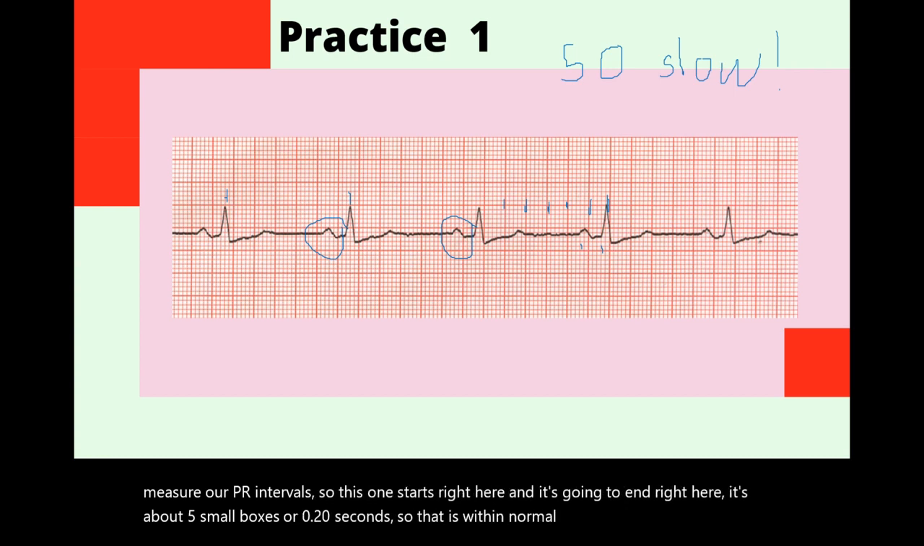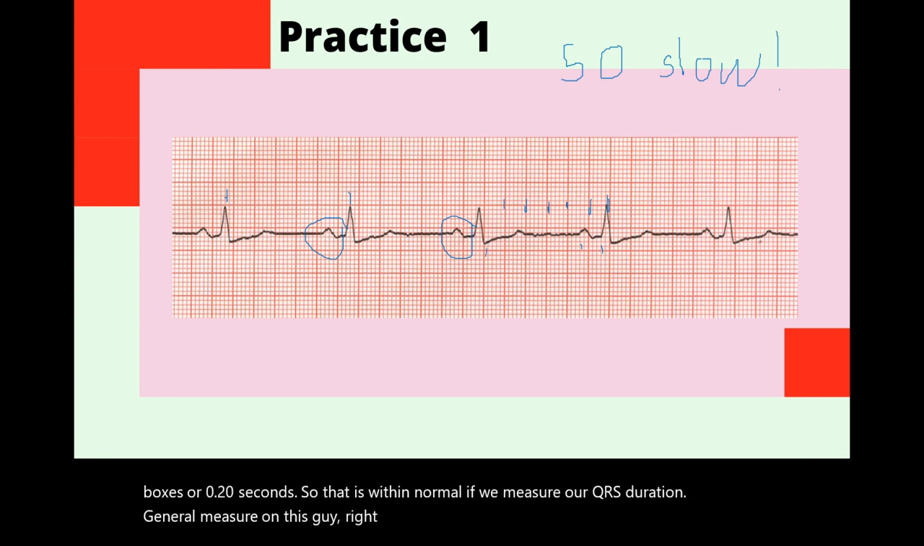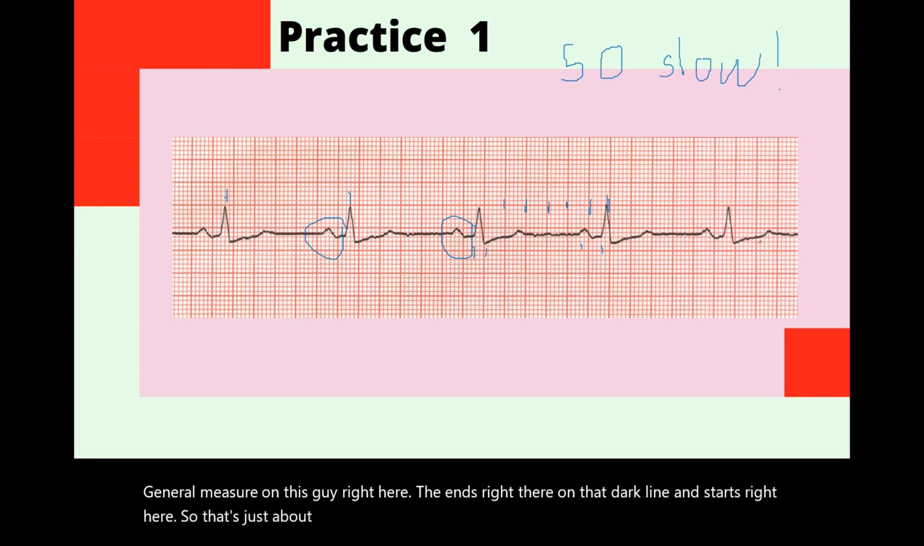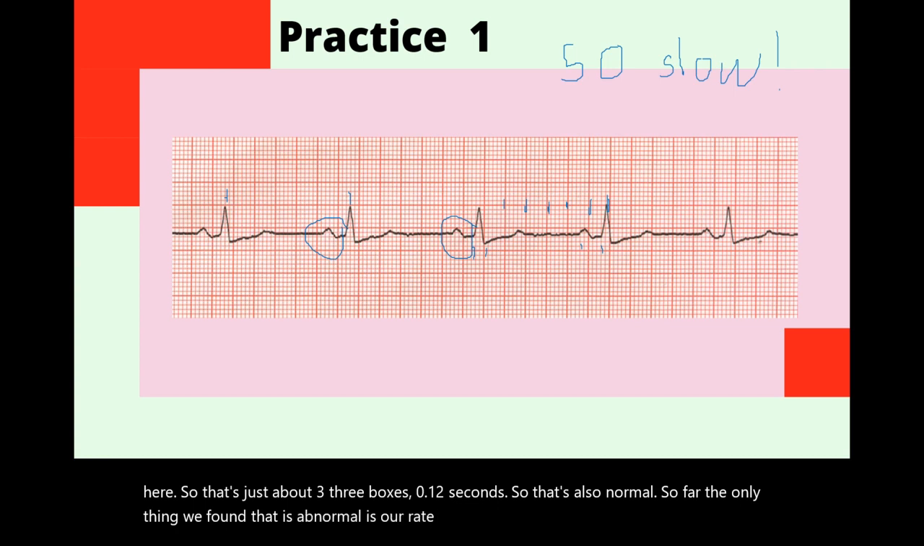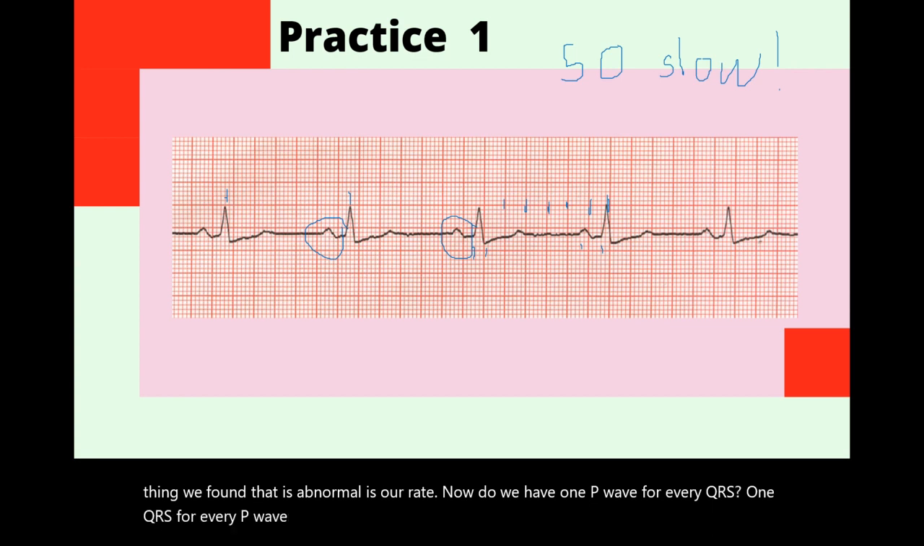If we measure our QRS duration, here I'll measure on this one right here. It ends right there on that dark line and starts right here. So that's just about three boxes, 0.12 seconds. So that's also normal. So far, the only thing we found that is abnormal is our rate. Now, do we have one P wave for every QRS, one QRS for every P wave? Yes, we do. We don't have any extra P waves anywhere. We don't have any extra QRSs anywhere.